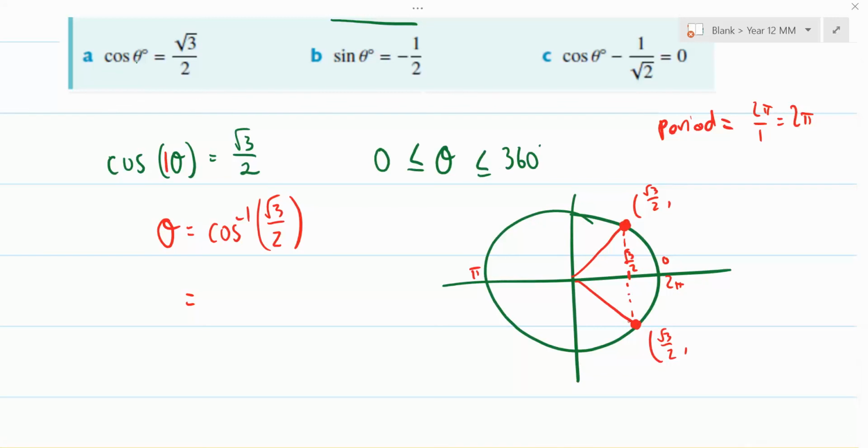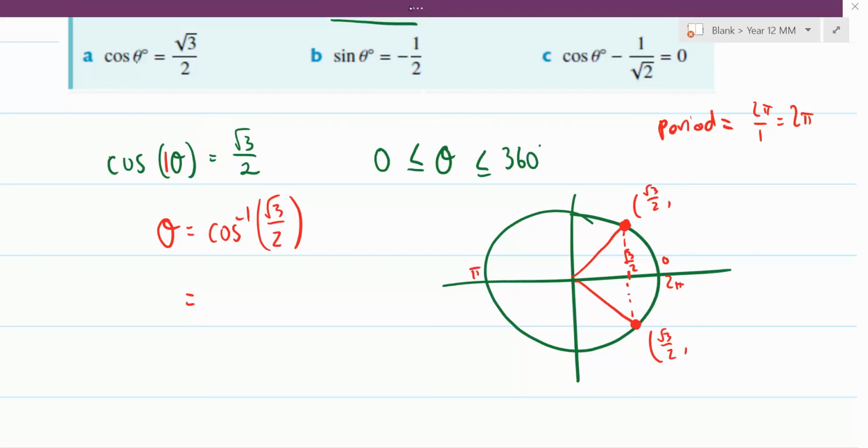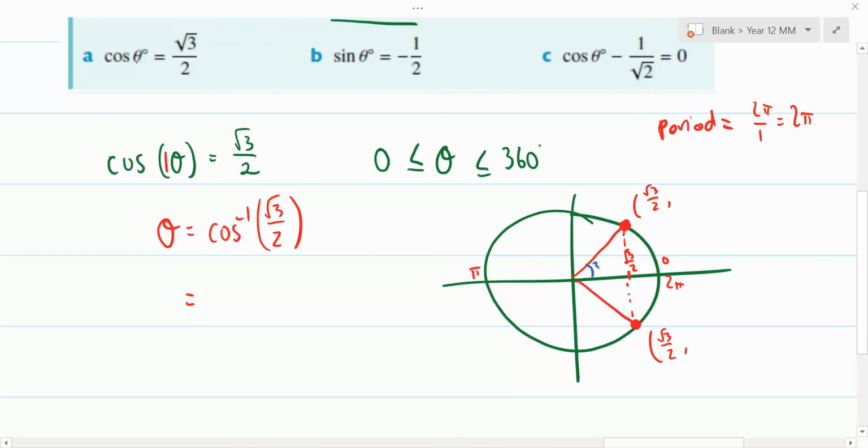Now, the only thing you really need to know is your exact values. What angle would I need to have a distance of root 3 on 2? That's what you're asking: what should the angle be? So cos of what angle gives you root 3 on 2? Go back to the exact values. Cos of 60 is half, so it's 30. The angle is 30 degrees. So I know that these two are 30 degrees, and now I can work with it.